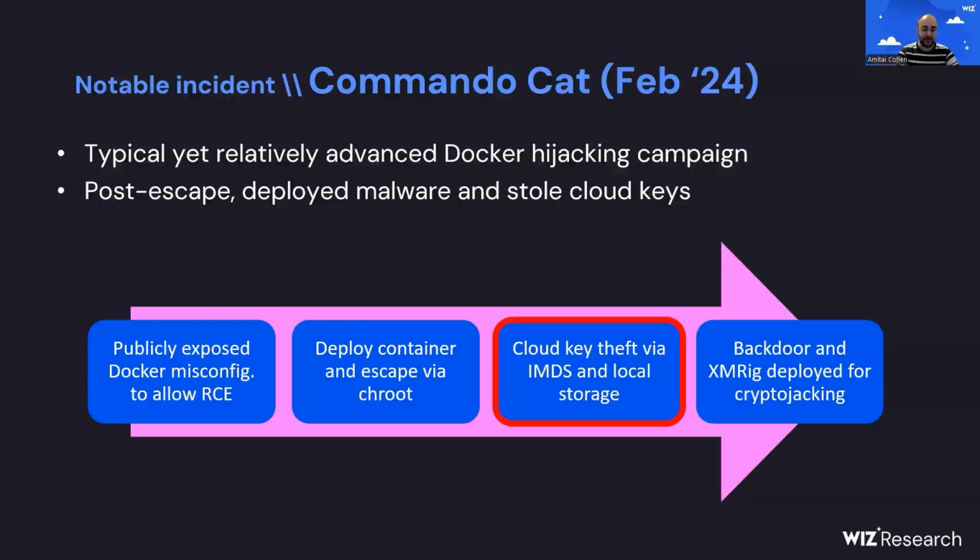They deployed a container and then they escaped the container to the host. The first thing they did was steal cloud keys from the host by calling the IMDS service and by stealing cloud keys that were hosted in cleartext on the local storage. From there, they applied a backdoor to the compute, and they deployed XMRig, which is a known crypto mining software, in order to mine cryptocurrency at the expense of the victim.